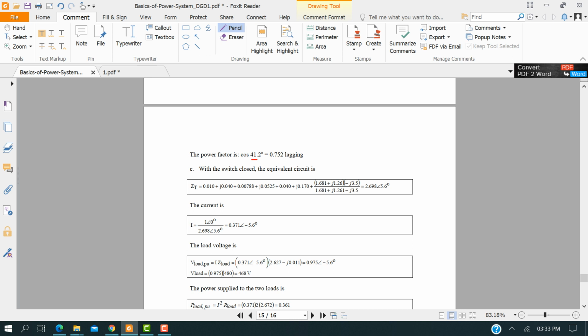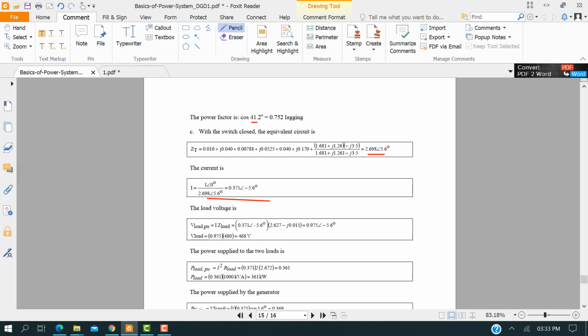I equals V by Z. This is the Z total. This is the current. What is the load voltage? Similarly, like I to Z load. And look, here's the load. Z load is a different value, 2.267 j10.